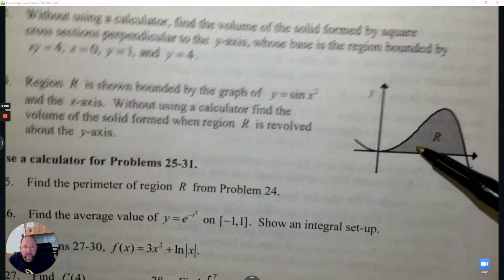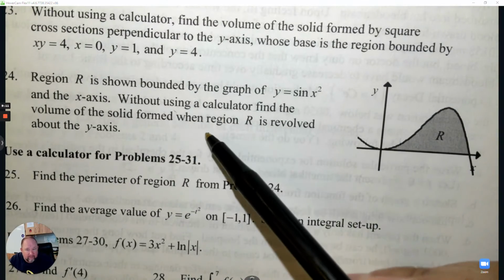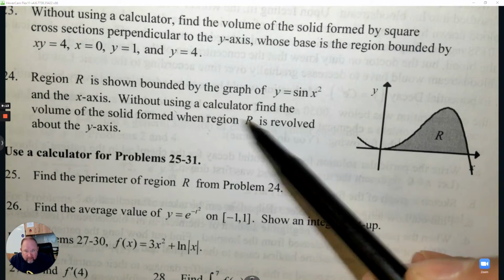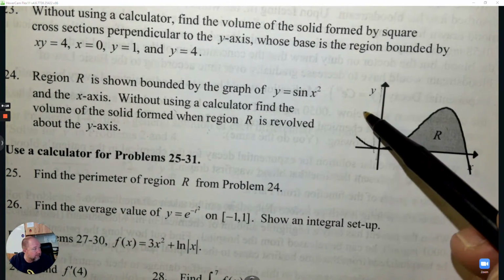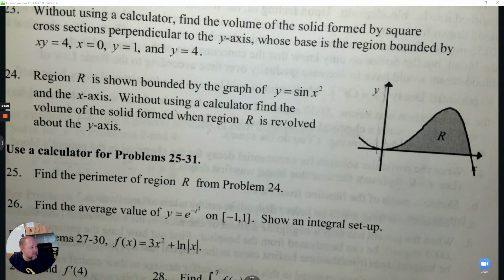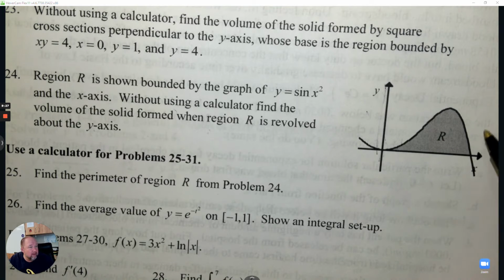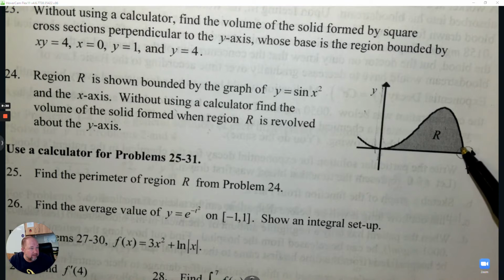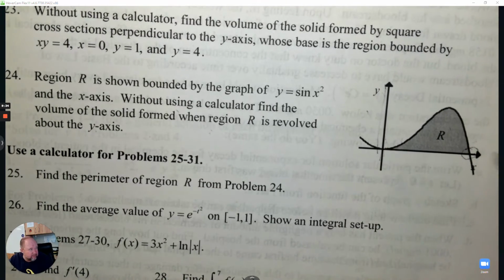In number 24, you're given the graph of a region. This is sine x squared, and the x-axis. Without using a calculator, find the volume of the solid formed when this region is revolved about the y-axis. First I need to know the bound here. So I need to go sine x squared. I know this bound is 0, but I don't know this value.